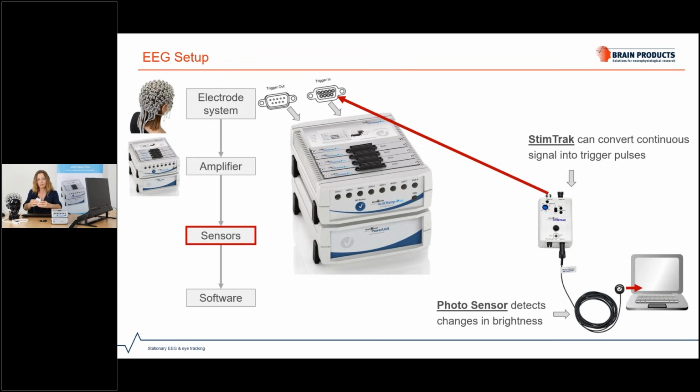So this is exactly what we want to do. We want to connect the photosensor to the StimTrack and then set a certain threshold in the StimTrack with these screws here. And then whenever the threshold is surpassed, this will send a trigger pulse into our actiCHamp Plus. And at the same time, for completion, we're also going to record the continuous signal from the photosensor in one of these auxiliary channels here in front.